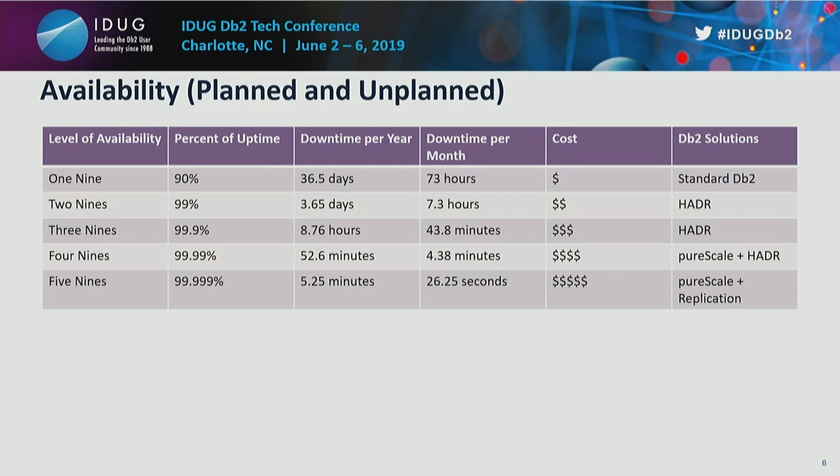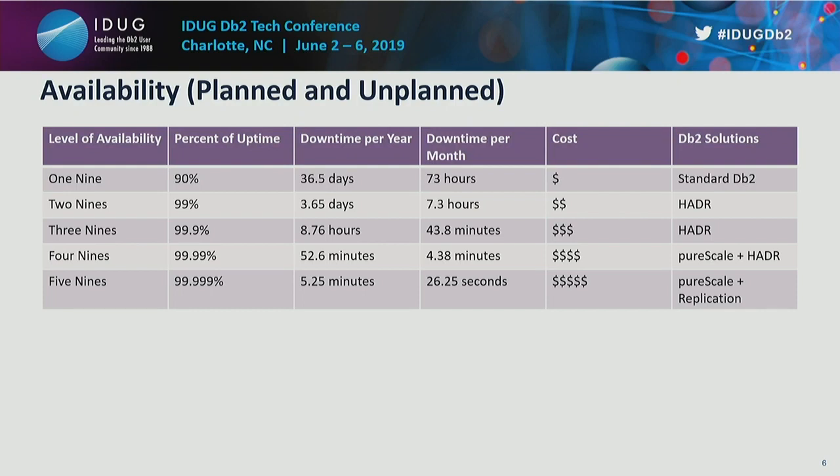So if we're talking about standard Db2, it's really 1.9s of availability that we can provide with standard Db2. Sometimes we can get close to the 2.9s, but it's really hard to guarantee that when we consider the size of databases and multiple different kinds of failures that can occur. HADR is really great for 2.9s and 3.9s. I've seen it do pretty close to 4.9s, but there are still some scenarios in which it may get over that, and that becomes pureScale or pureScale and replication.